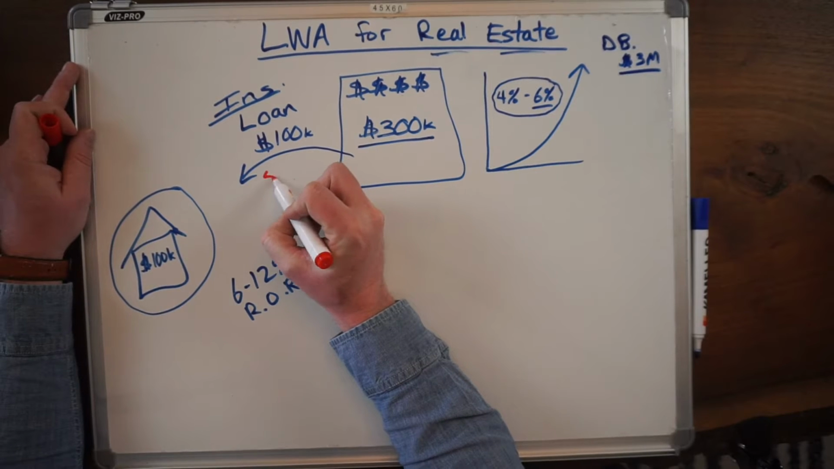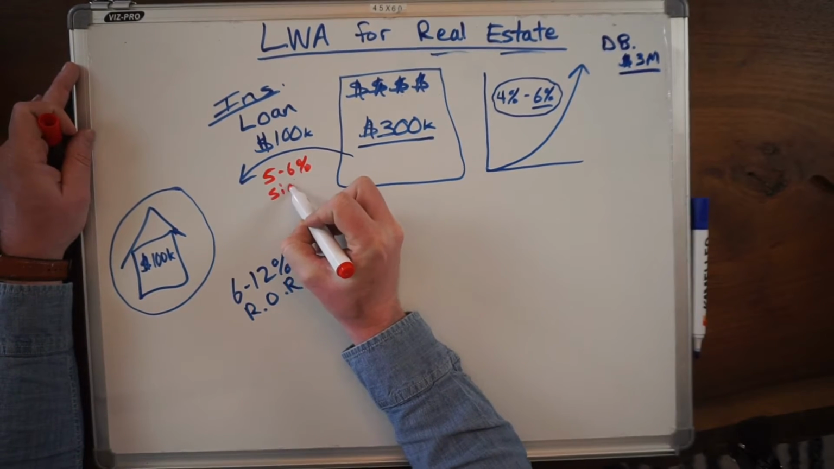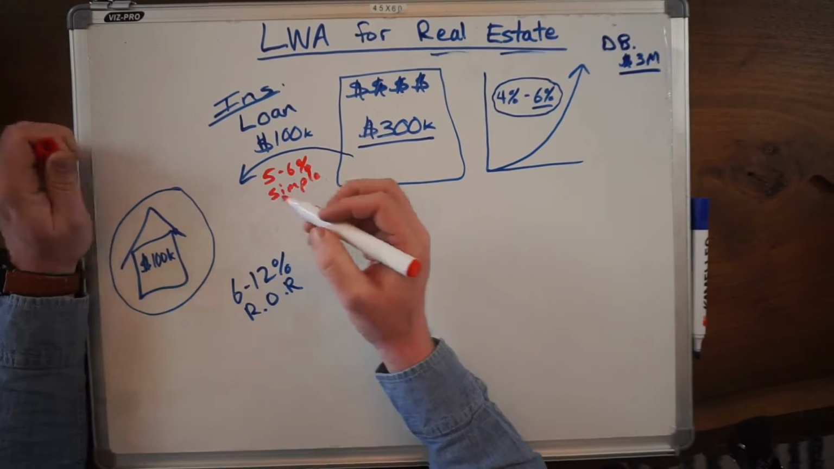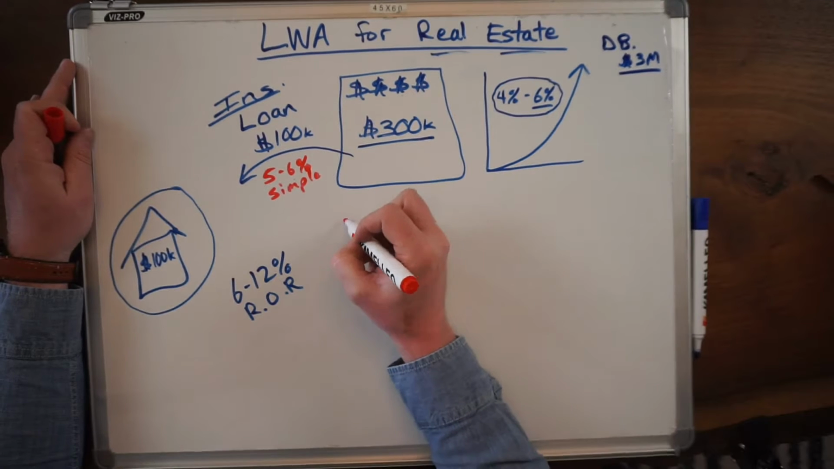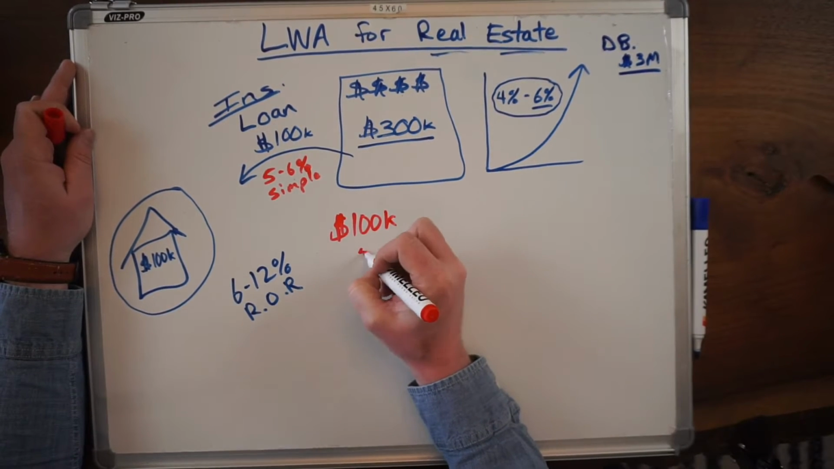So on average, the insurance company charges somewhere between 5 and 6% simple interest to take that money out. Well, what does that look like in actuality? Well, if we took $100,000 and let's call it a 5% interest rate.